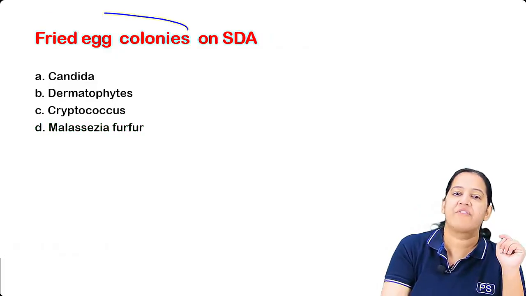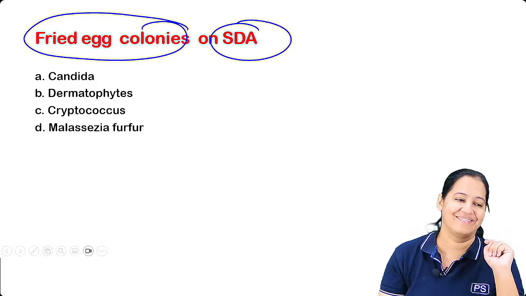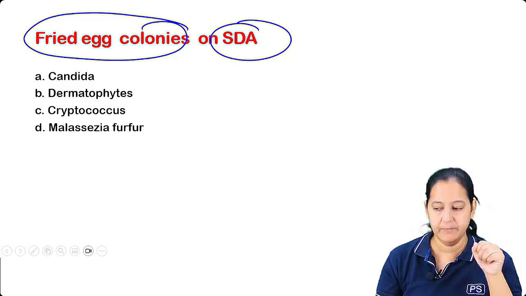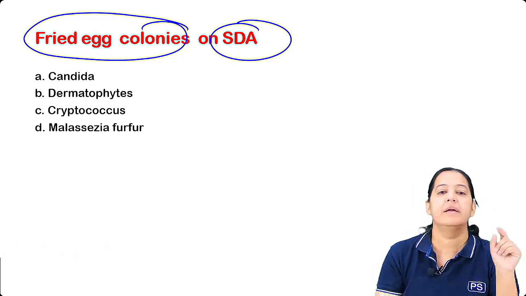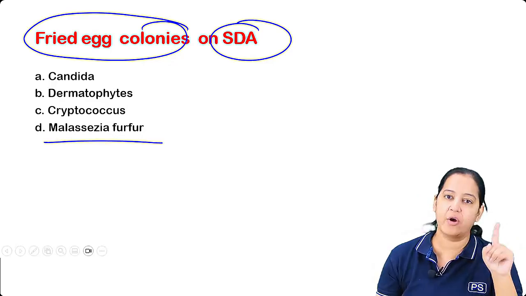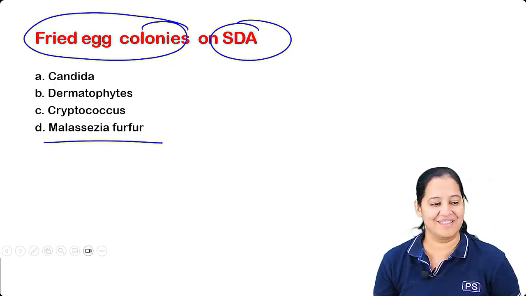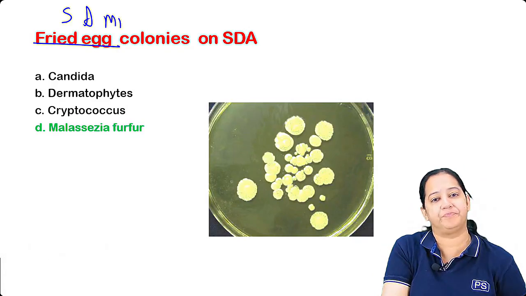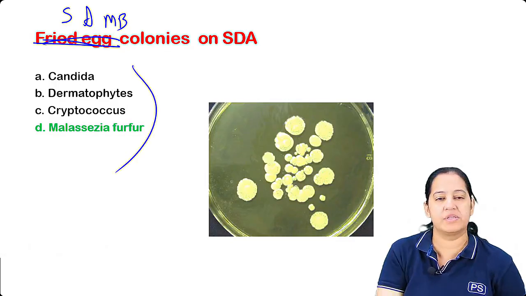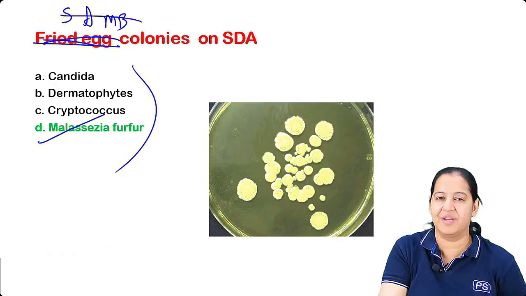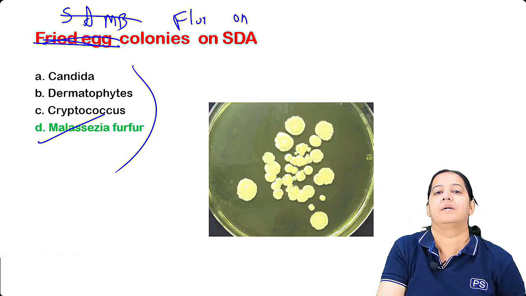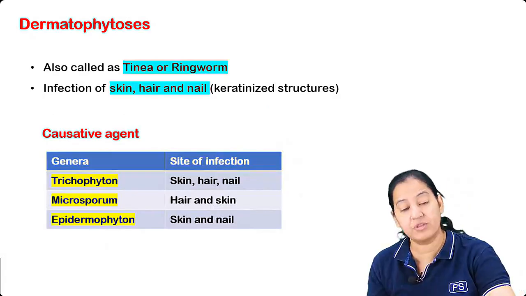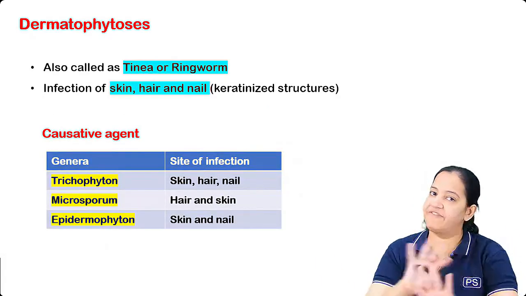Read the next question. Fried egg colony on SD agar. Very easy question again. It's again Malassezia furfur. If I change the question to spaghetti and meatball, would you like to change your answer? No, still the answer is Malassezia furfur. If I change the question to fluorescence on Wood's lamp, again the answer is Malassezia furfur. So you get all three questions on that. Let's come on to the fourth fungus of the superficial mycosis and finish superficial mycosis.